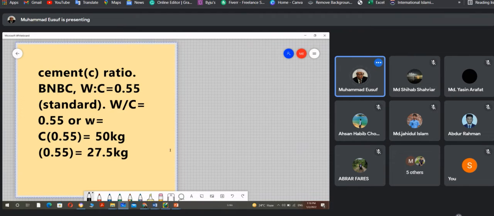kg. That means 27.5 kg water. If the water cement ratio is 0.55, you have to use 20.